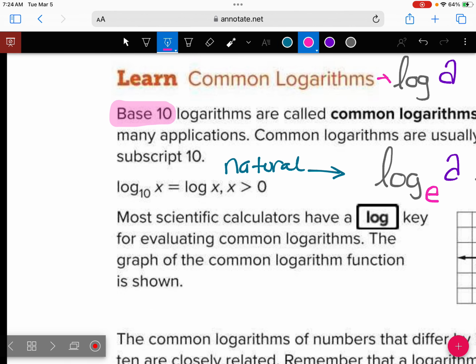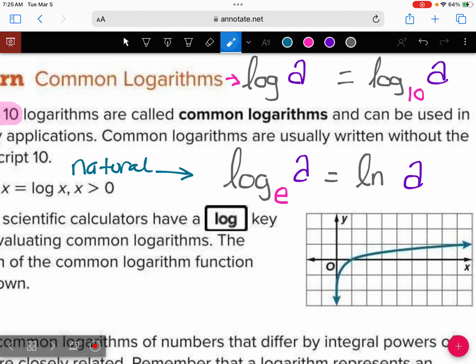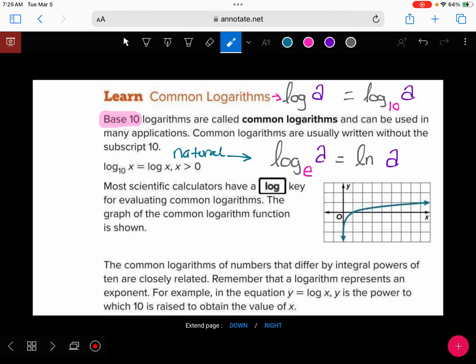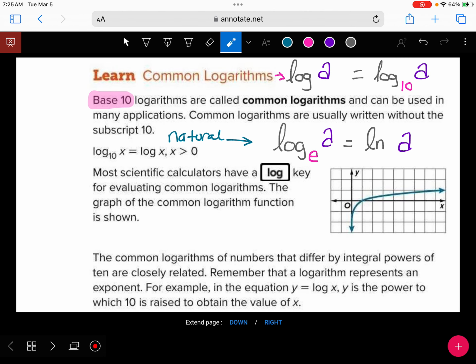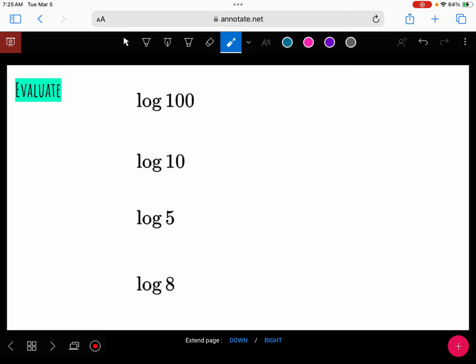So our common log is a log base 10, and it just says log. The natural log is a log base E, and we write it as ln. We're going to work with these two. We're going to practice using them on the calculator and finding values that way, and how we can do that even if we're not given a log base 10 or a log base E. So we're going to start by looking at our common log, and we are asked to evaluate these.